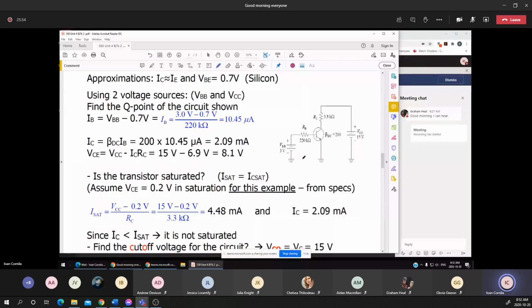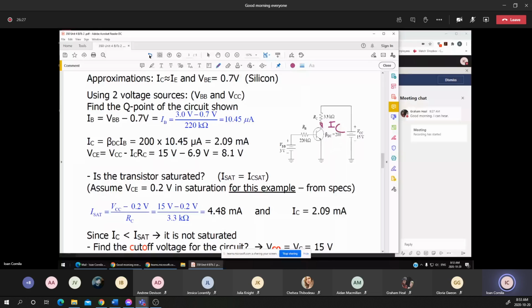Now, let's have a look at how to approach determining the Q point. Again, what we are looking for is the Q point. I'm looking for the IC, and we are looking for the VCE, the two components, or the projection of the Q point on the load line. And that's the VCE. You notice that it's a double subscript, meaning that it's the voltage between the collector and the emitter.